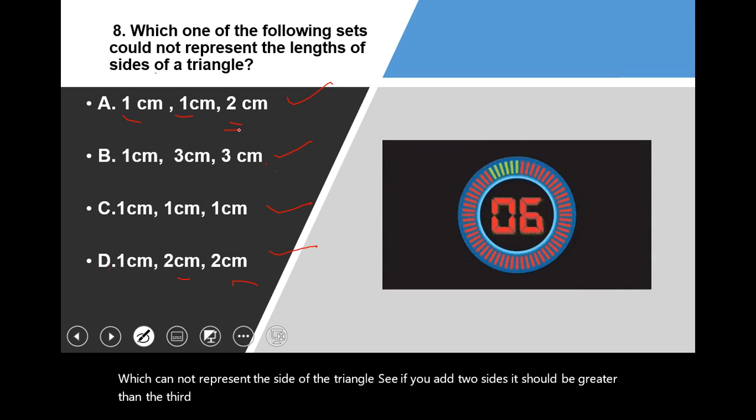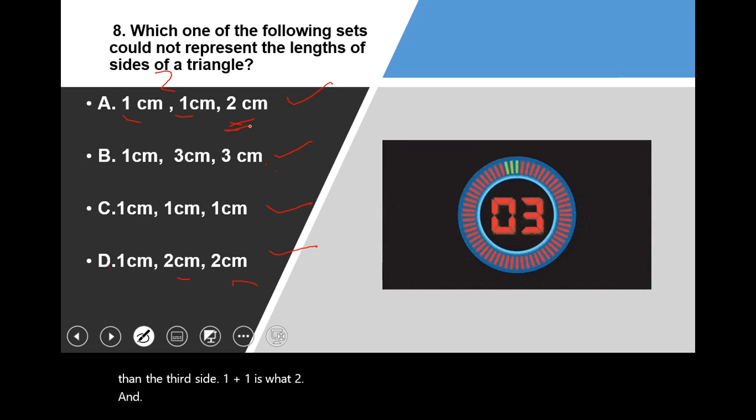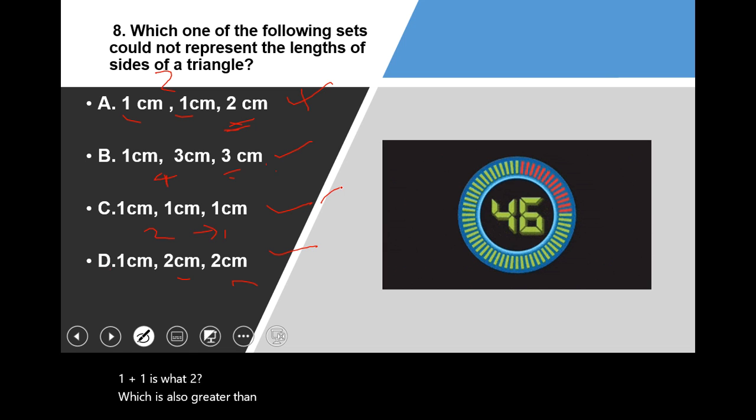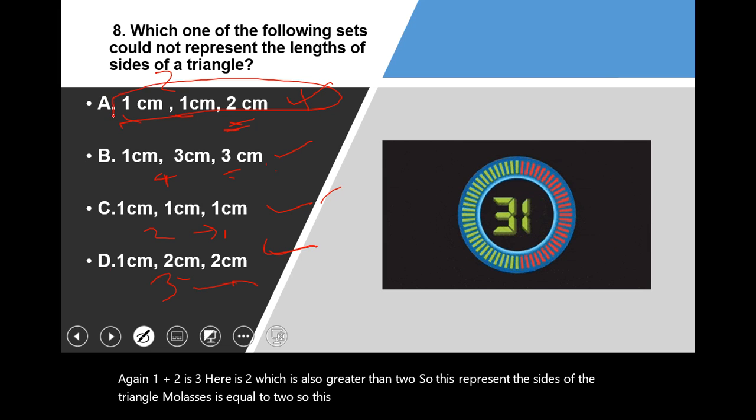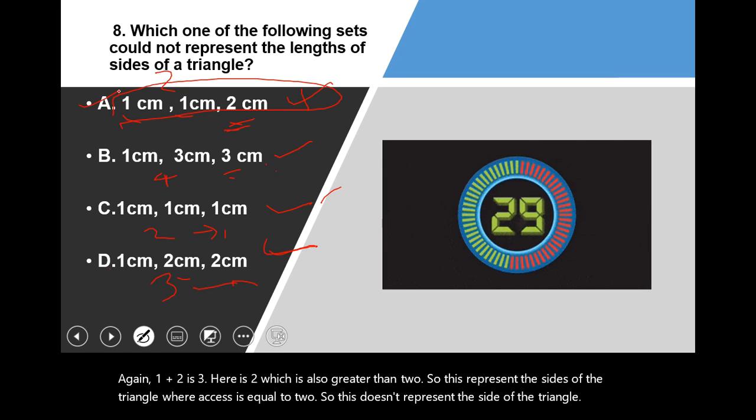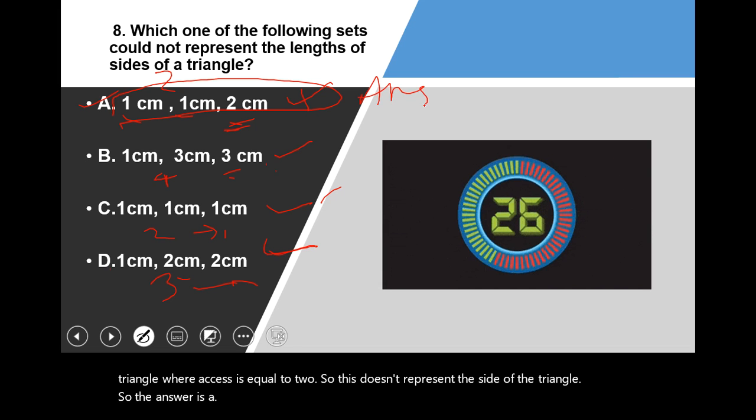1 plus 1 is what? 2. And here is 2. So this doesn't represent a triangle. 1 plus 3 is 4, which is greater than 3. So this is a triangle. 1 plus 1 is 2, which is also greater than the third side. So this represents the triangle. Again, 1 plus 2 is 3, which is greater than 2. So this represents the sides of the triangle. Whereas this is equal to 2. So this doesn't represent the sides of the triangle. So the answer is A.